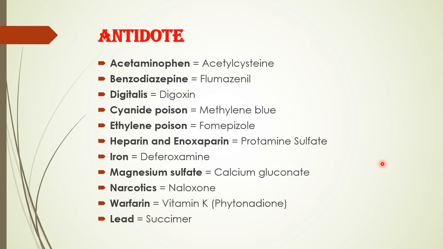Similarly, antidotes. These are also the most common type of questions that are asked during the examination. For acetaminophen, the antidote is acetylcysteine. For benzodiazepine, we use flumazenil. For digoxin, we use digoxin immune fab. For cyanide poison, we use methylene blue as an antidote. Similarly, for ethylene glycol poison, we use fomepizole. For heparin and enoxaparin, protamine sulfate is used as an antidote. For iron, we use deferoxamine.